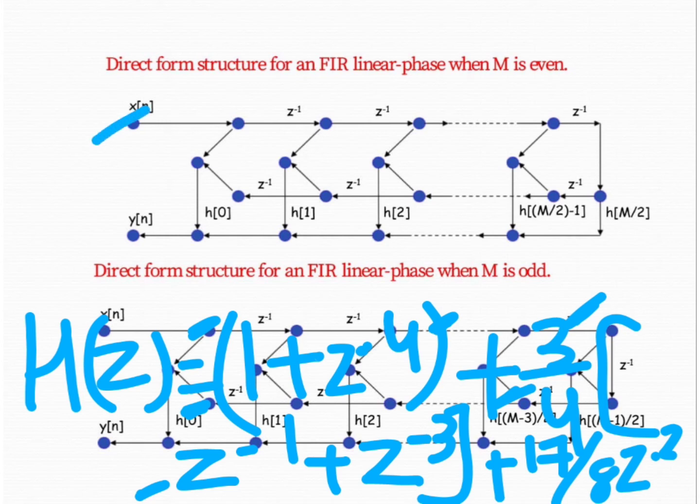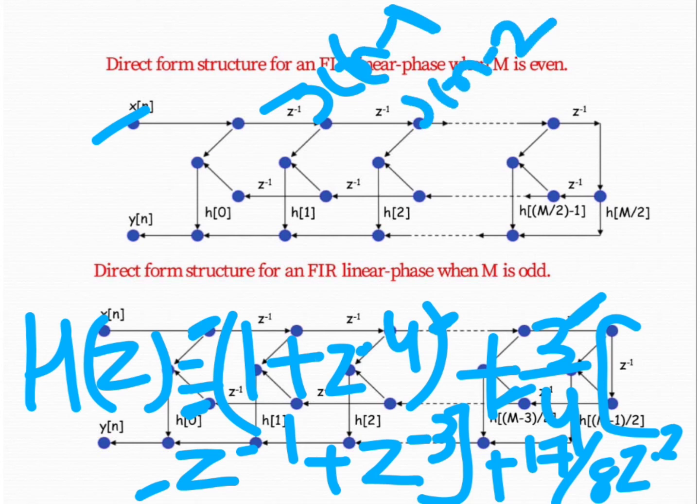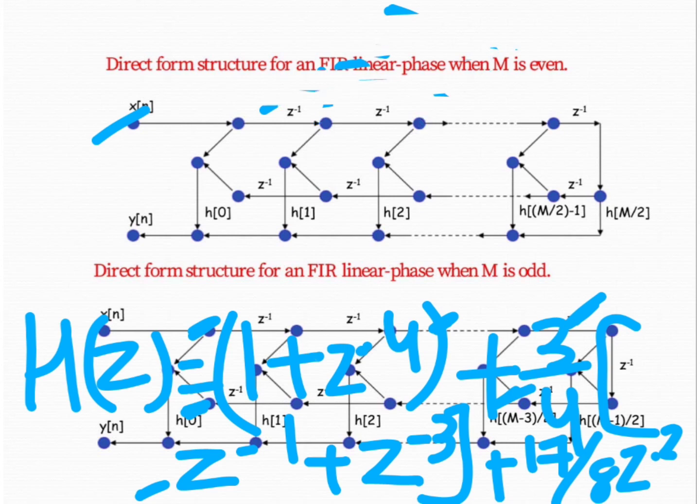This is x of n. When we are using the delay function, here we can have x of n minus 1 and x of n minus 2 like this. So when we have z to the power 4, how do we implement it by reducing our multipliers? Here we can implement it like this. We consider z to the power minus 1, z to the power minus 1, like this.